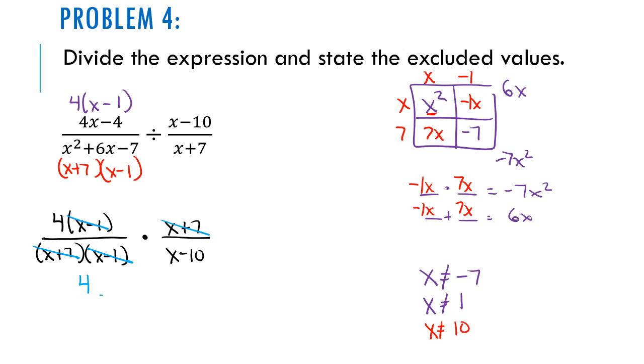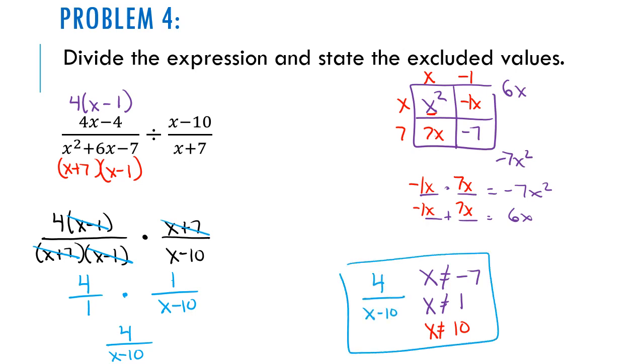So technically I have 4 over 1 times 1 over x minus 10, which means I have 4 times 1, which is 4, over 1 times x minus 10, which is just x minus 10. So I'll just put all my answers over here. So now I've divided and I've stated my excluded values.